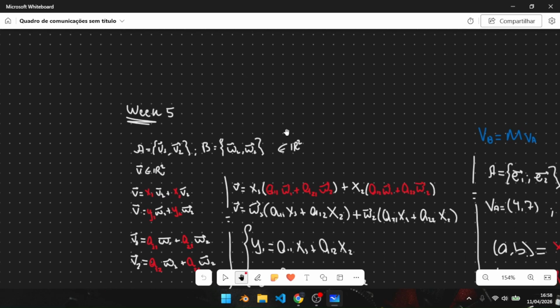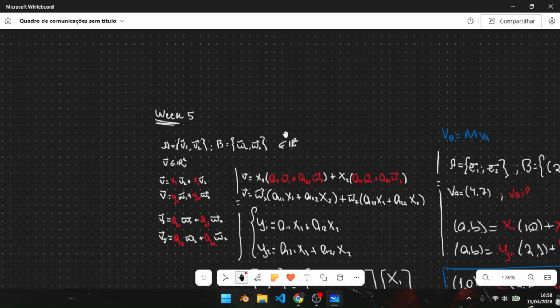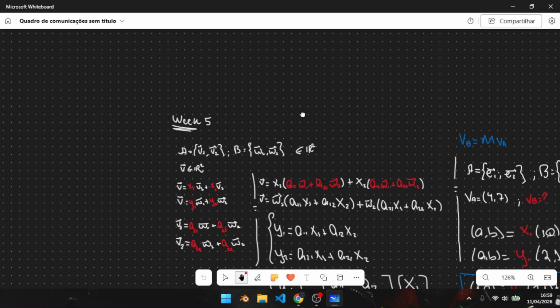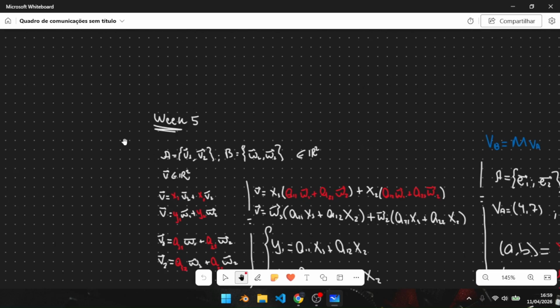So yeah, the past 2 weeks weren't very good for linear algebra. I didn't learn much, but this week, even though I didn't learn much, I learned something that I considered hard. It took me a little bit to understand this, and I hope I get to explain it in a good way. So yeah, we start with change of bases.